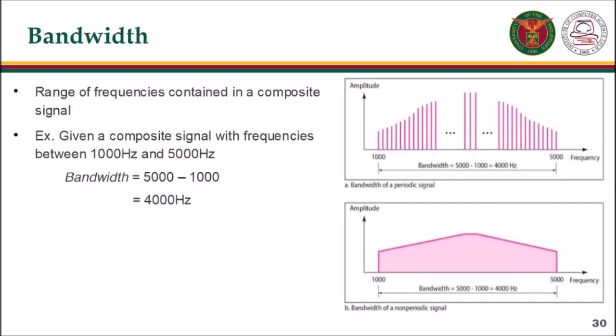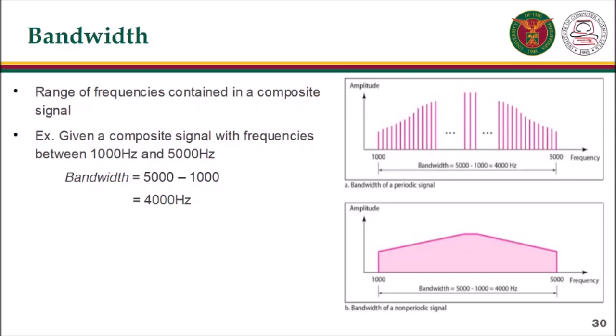The range of frequencies contained in a composite signal is its bandwidth. The bandwidth is normally a difference between two numbers. For example, if a composite signal contains frequencies between 1000 and 5000, its bandwidth is 4000 Hz.